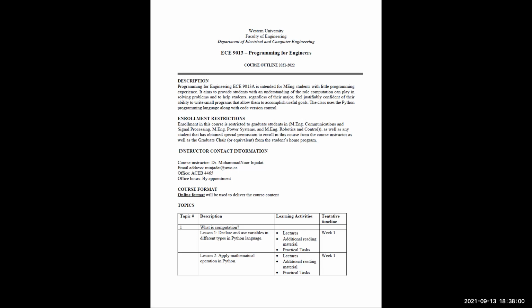We'll give you a basic understanding of computation and how it plays a vital role nowadays in many disciplines. As for the enrollment restriction, this course is restricted to non-software engineering students. It's restricted to MEng communication and signal processing, MEng power systems, and MEng robotics and control, or students with a certain exception from the department chair or the graduate chair.